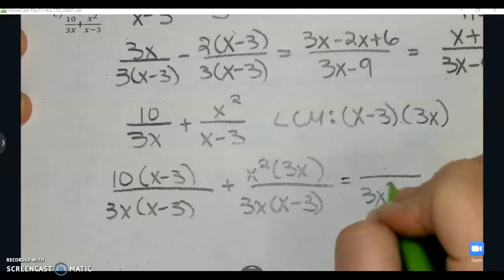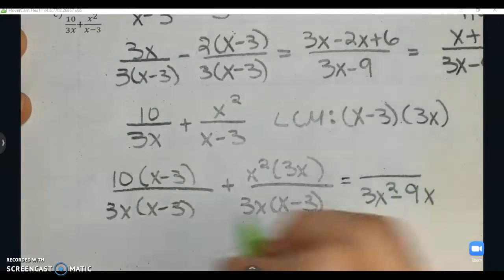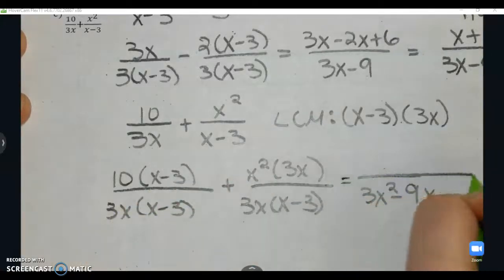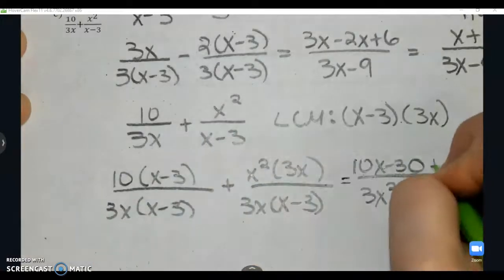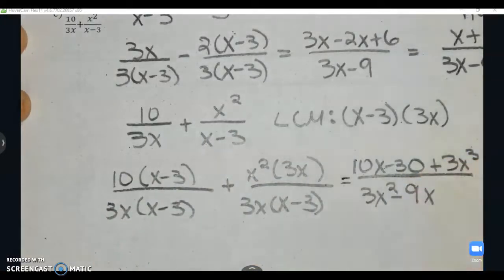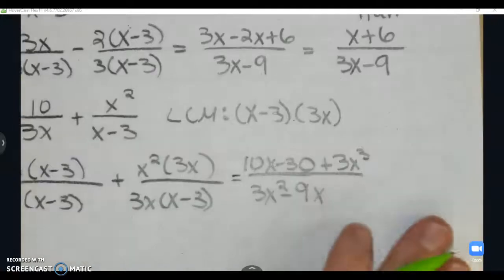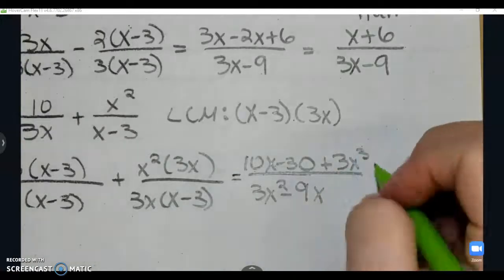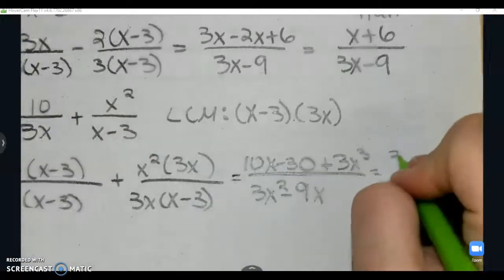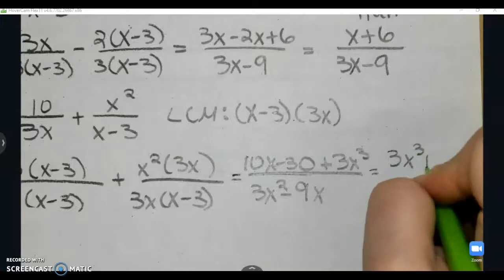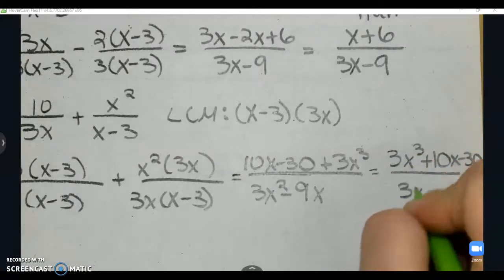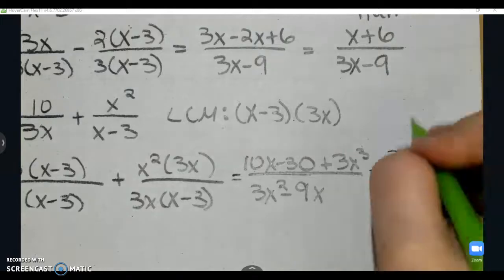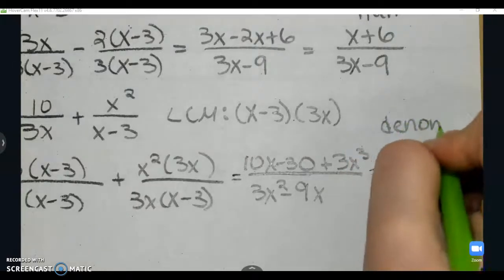I'm going to get 3x squared minus 9x. That first fraction, when I distribute the 10, and then my second fraction, I distribute the x squared. There are no terms that I can combine in my numerator, but I'm just going to rewrite this in descending order, meaning the greatest to least exponent. Okay, and this is now my denominator.